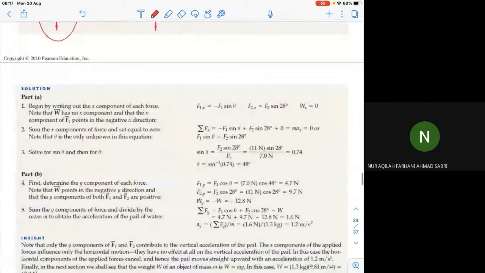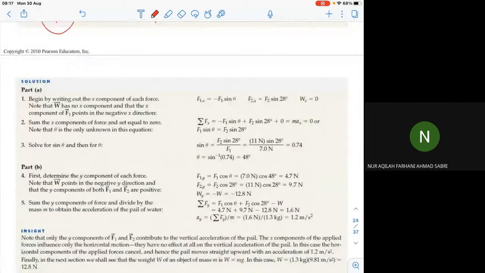So we still have to do components of vectors here. We need to resolve, which means F1x, F2x, and Wx equals 0. In the real case you don't have to put Wx equals 0, because we all must know that Wx is always 0. They put it here just to make sure you understand that Wx will always be 0.